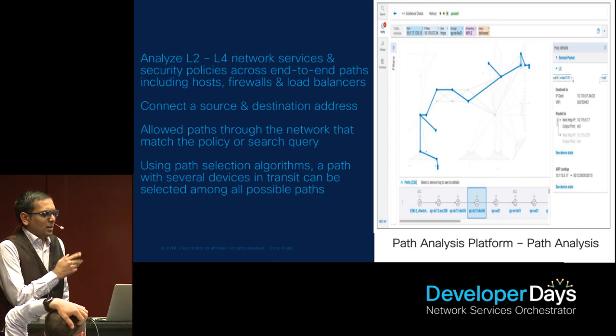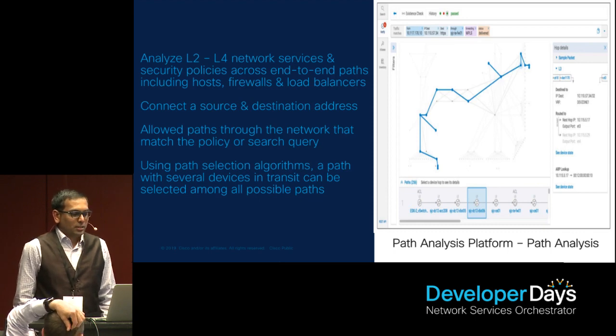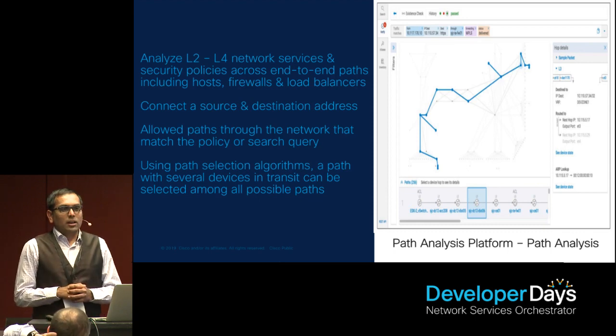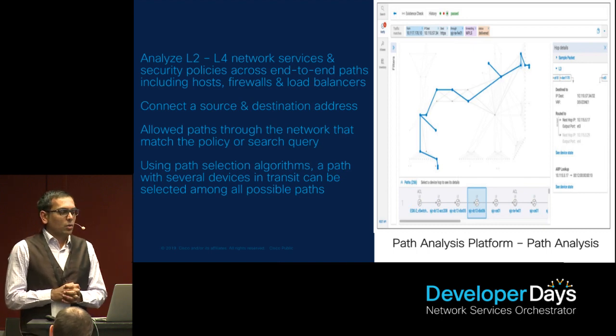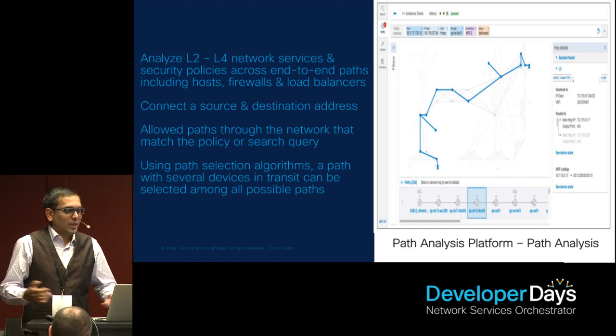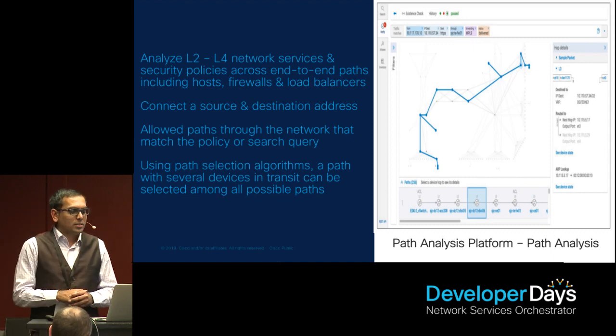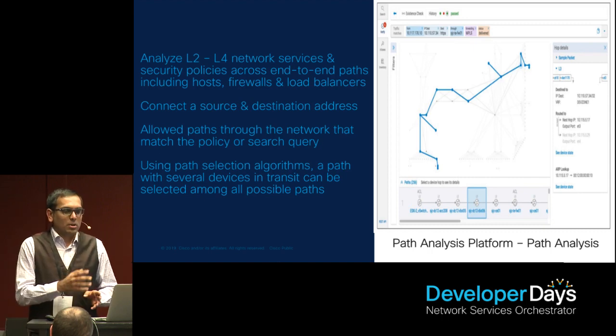Let's understand how path analysis performs this path selection from multiple possible paths. When it analyzes L2 through L4 network services and the security policies across end-to-end paths, including the host, firewalls, and load balancers, it connects a source and a destination address. It looks at all allowed paths through a network that match the policy of a search query. Using path selection algorithms, a path can be selected among several devices in transit.